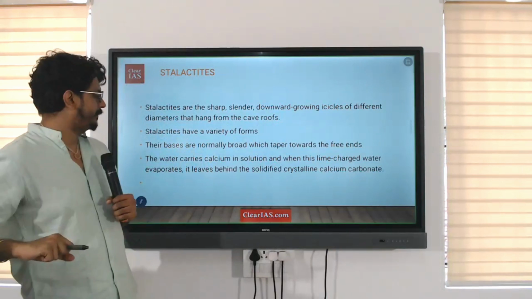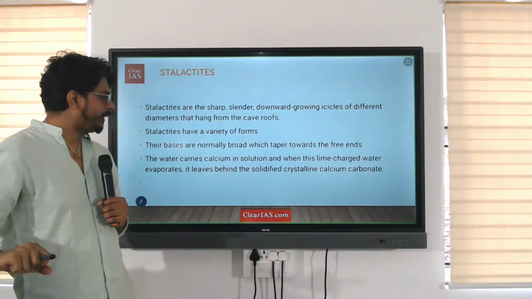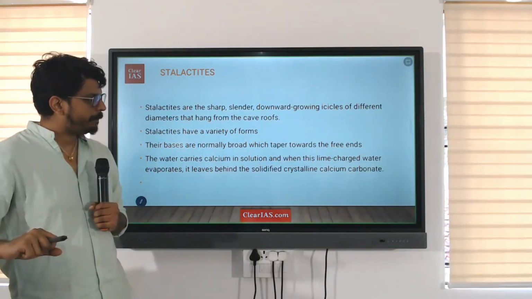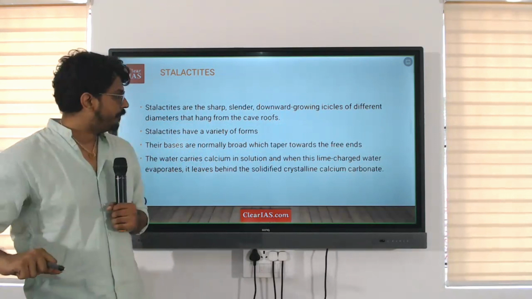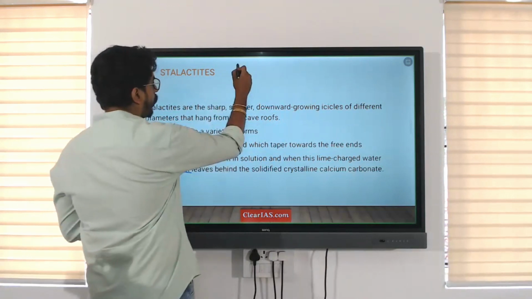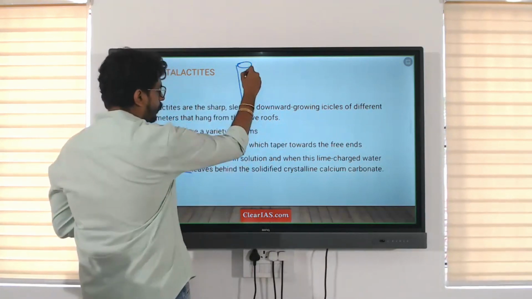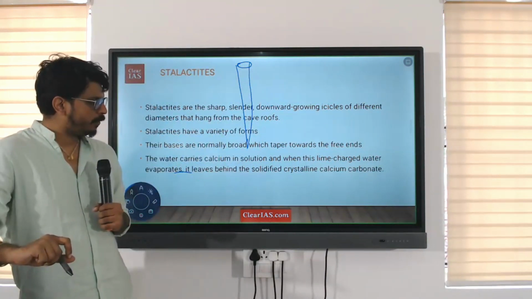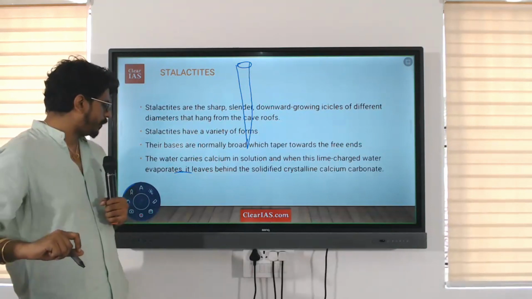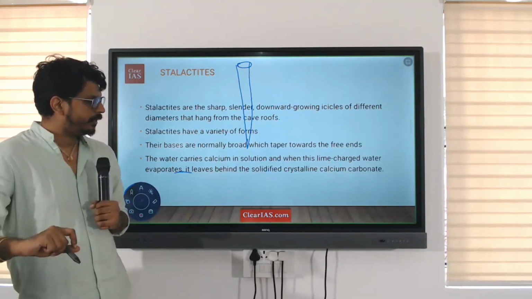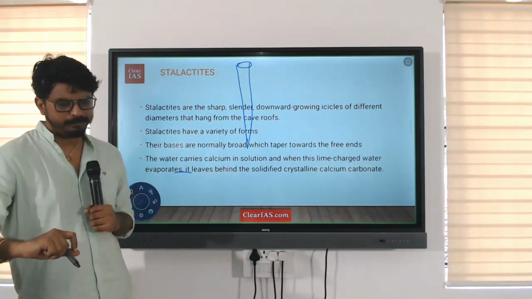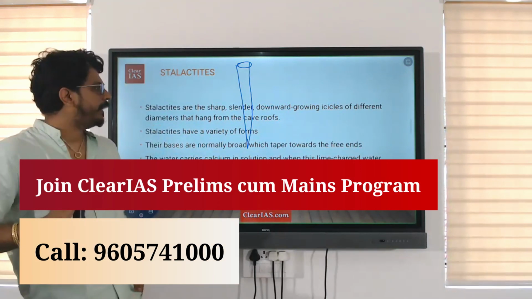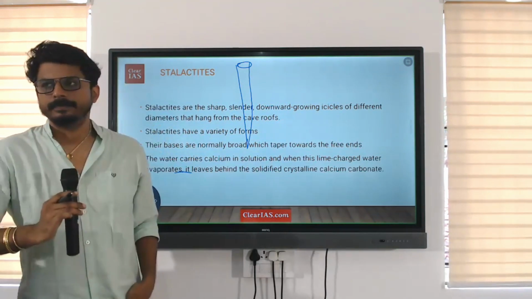So stalactite. Stalactites have a variety of forms. Their bases are normally broad, which taper towards the free end. So when they start, they would be a little broad and taper towards the free end. The water carries calcium in solution. When this lime-charged water evaporates, it leaves behind the solidified crystalline calcium carbonate. We understand all this. Please write it down first. So we are done with stalactites.